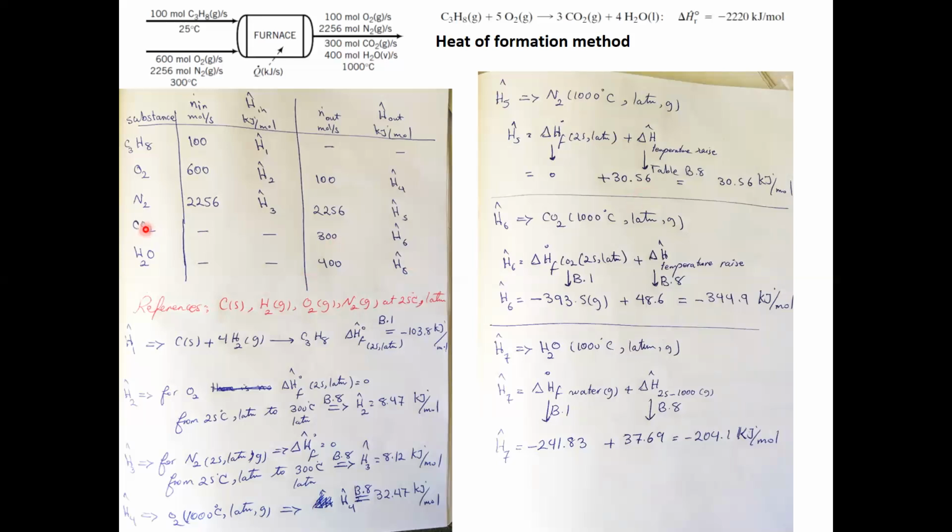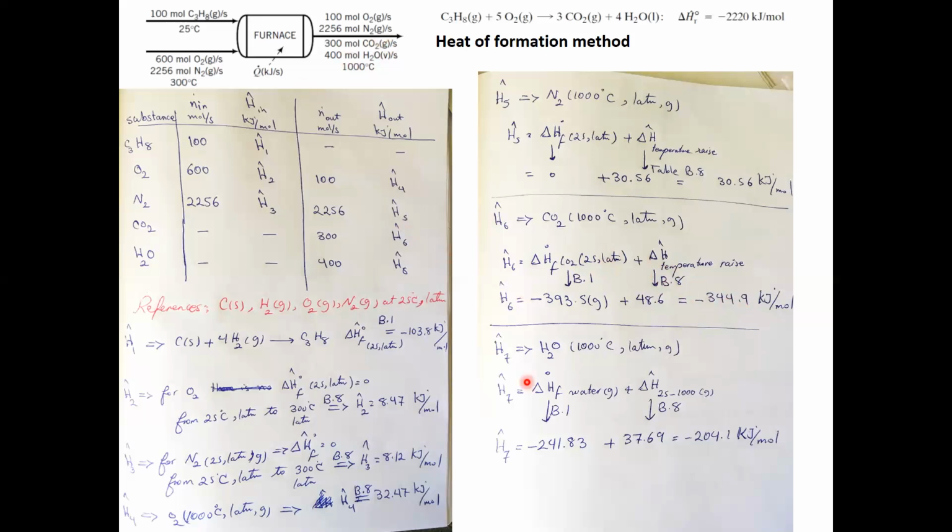Now we reach CO2. CO2 at 1 atmosphere and 1000 degrees, in gas form, is the process that we have. We have to consider first the standard heat of formation of CO2 at 25 degrees and 1 atmosphere. Then we consider how much energy we need to bring it to 1000 degrees. So we refer to table B1 and read the heat of formation of CO2 at 25 degrees and 1 atmosphere, and then in table B8, for increasing the temperature of CO2 from 25 to 1000, we can read this value. And we calculate the total specific enthalpy for CO2 at 1000 degrees.